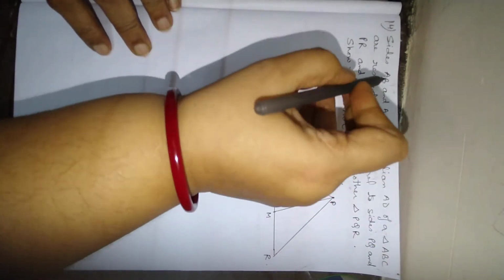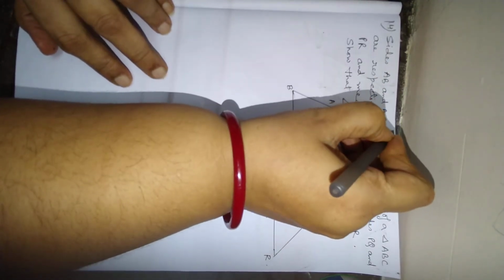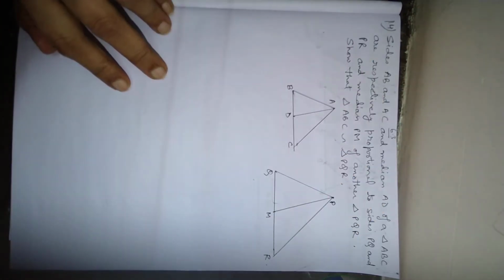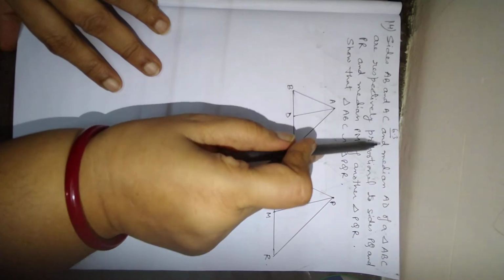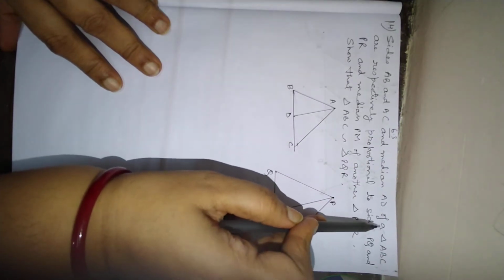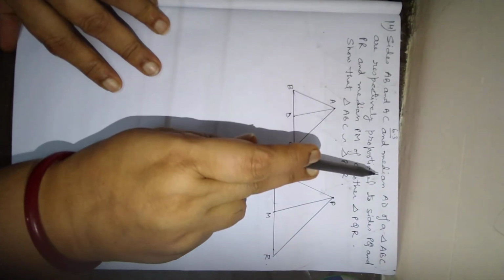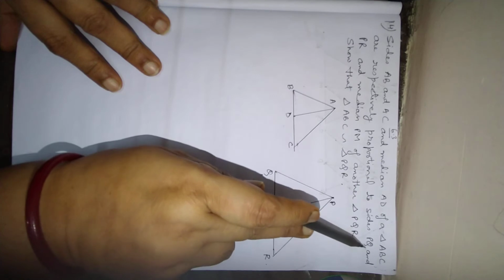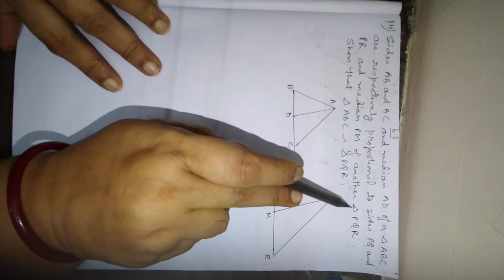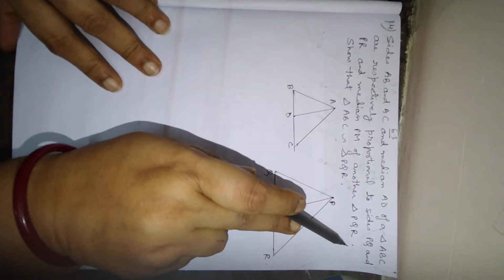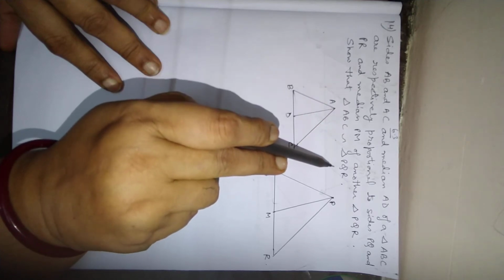Today I will explain question number 14, exercise 6.3. The question is: sides AB, AC and median AD of triangle ABC are respectively proportional to the sides PQ and PR and median PM of another triangle PQR. Show that triangle ABC is similar to triangle PQR.